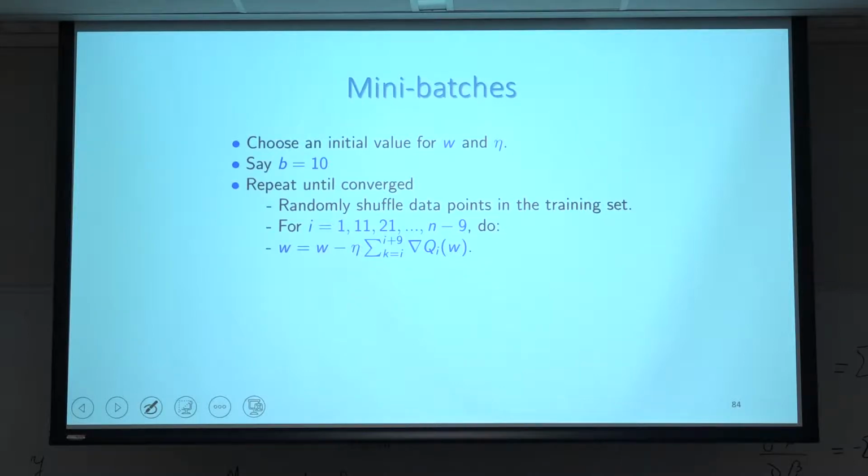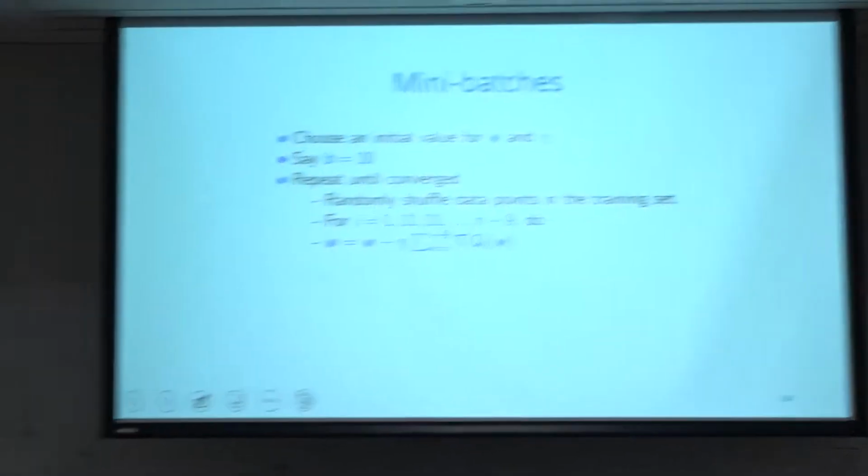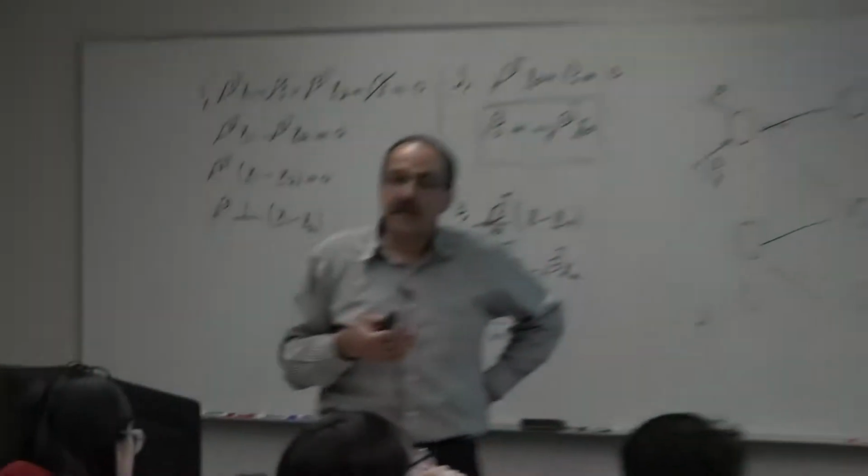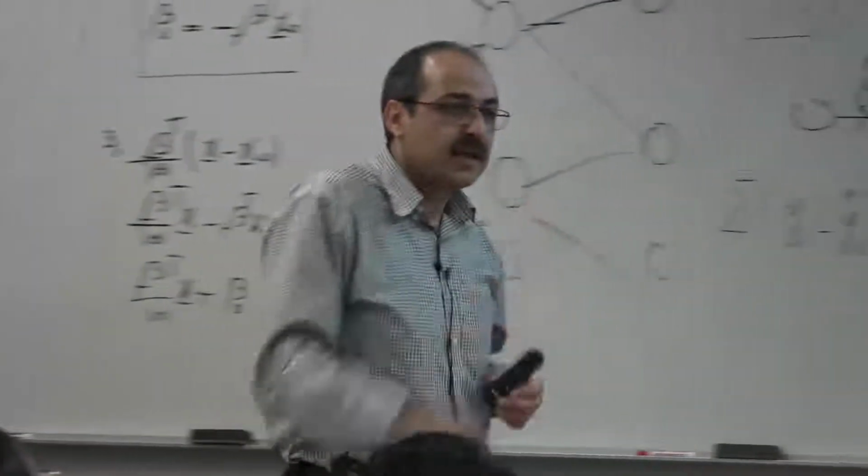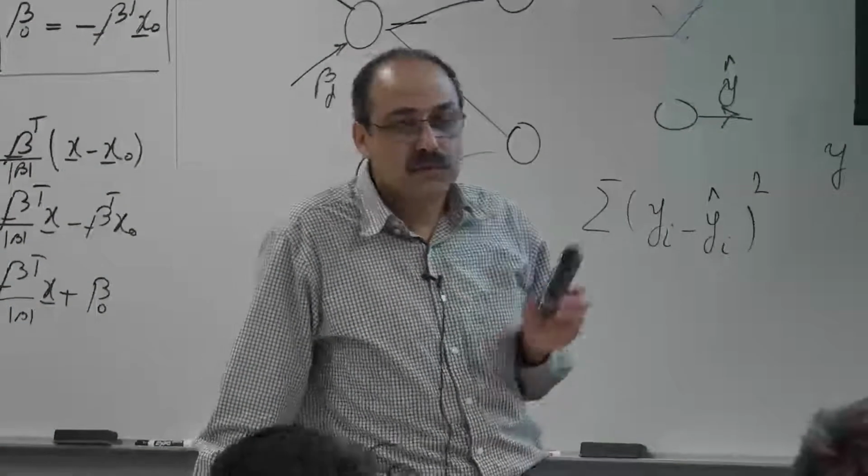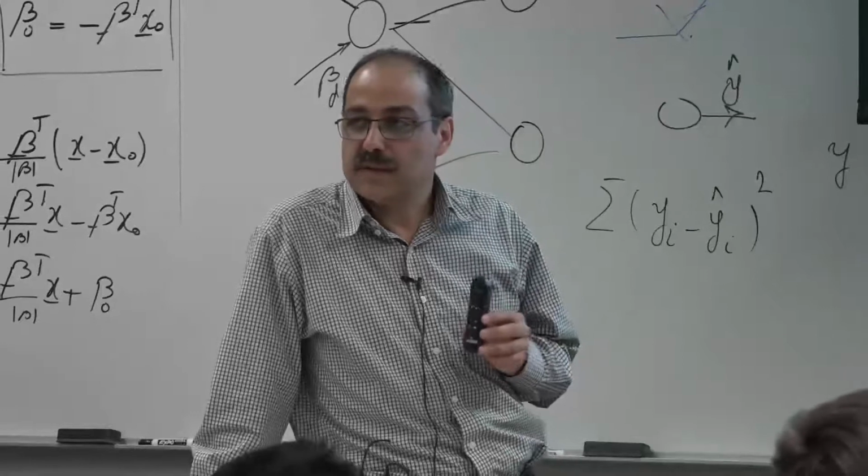This B itself could be a parameter of your algorithm. The learning rate also is going to be a parameter of your algorithm. And as I told you, there are many heuristics for basically doing this optimization.